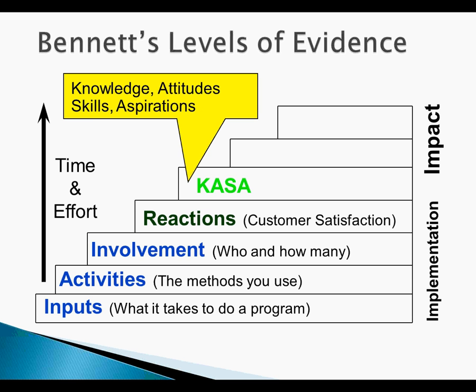KASA stands for knowledge, attitudes, skills, and aspirations. Those are near-term outcomes in the University of Wisconsin logic model. What did people learn differently? Do they have at least a neutral, if not a positive attitude towards whatever the subject was? Do they have the requisite skills? And do they aspire to apply it? So think of aspirations often when we're dealing with practice change as a measure of intent to apply.